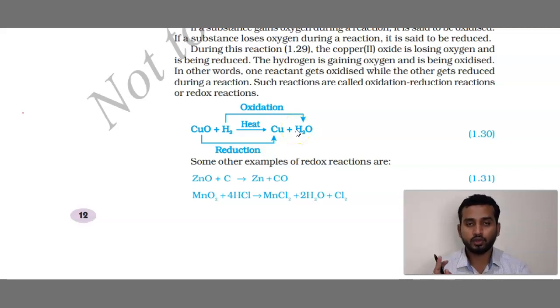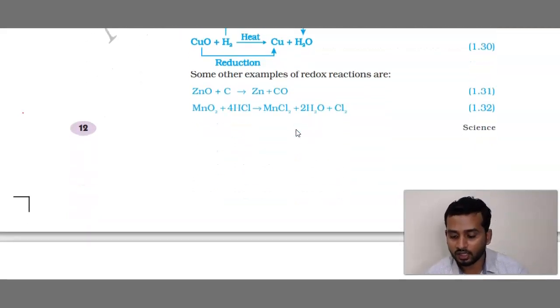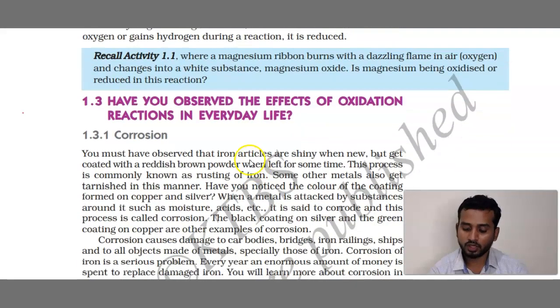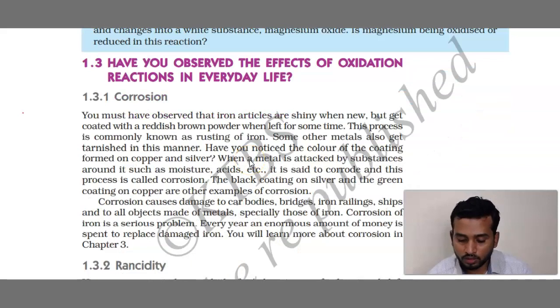Two things: you have to identify where the oxidation reaction is happening and where the reduction reaction is happening. Second, you want to identify which is the oxidizing agent and which is the reducing agent in that figure. And after that, what is corrosion? Remember the color of the rust is reddish brown powder. It is reddish brown color.